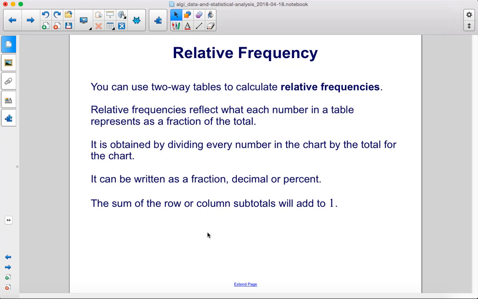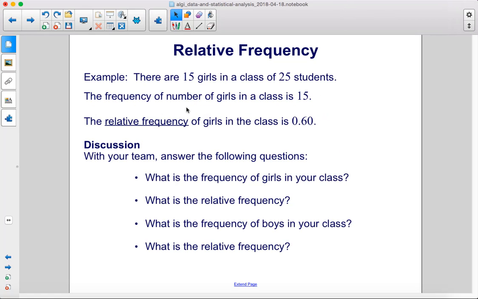You can use two-way tables to calculate relative frequencies. Relative frequencies reflect what each number in a table represents as a fraction of the total. It is obtained by dividing every number in the chart by the total for the chart. It can be written as a fraction, decimal, or percent, and the sum of the row or column subtotals will add to 1. Here's an example.